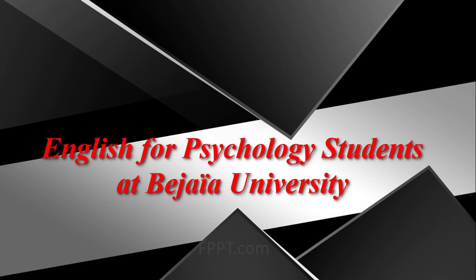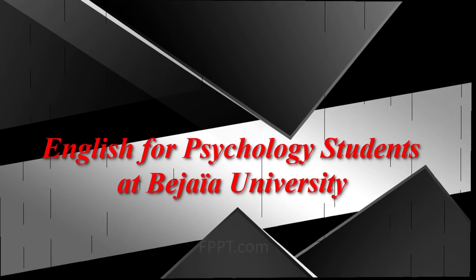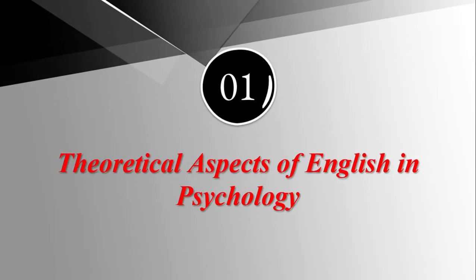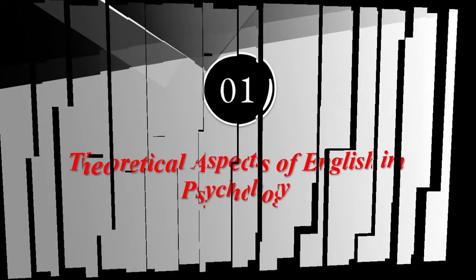Today we will present our project, which is entitled English for Psychology Students at the University of BJL. The project is divided into three main parts. The first part is entitled Theoretical Aspects of English Found in Psychology.